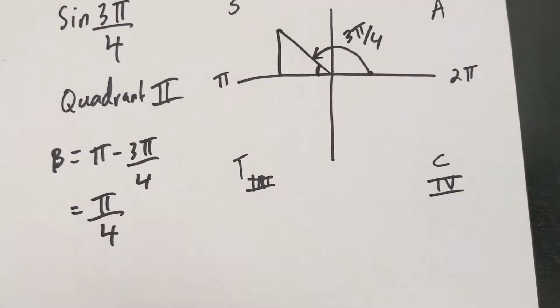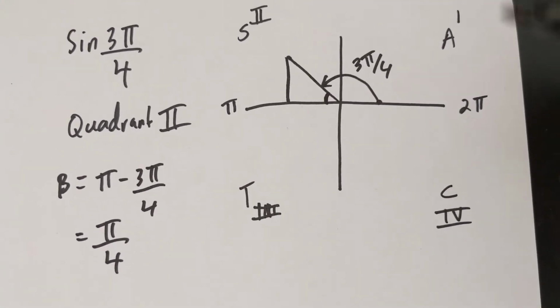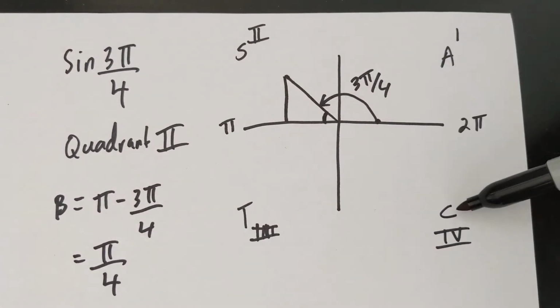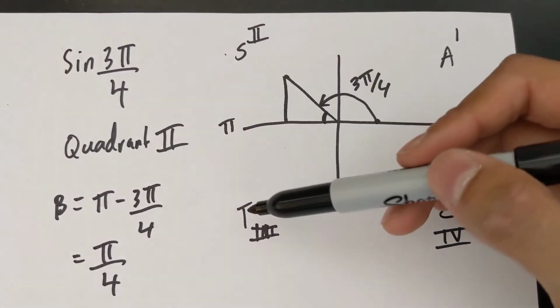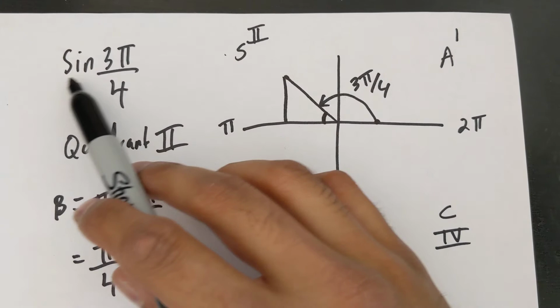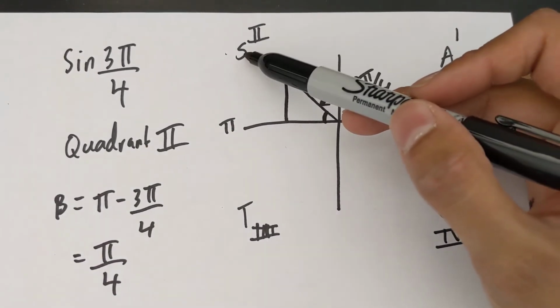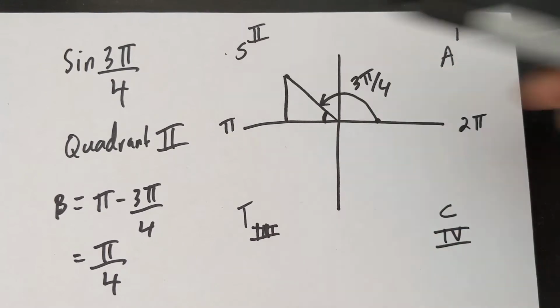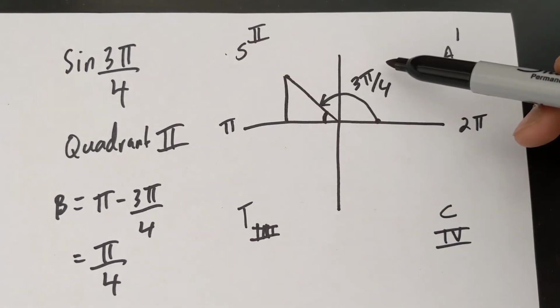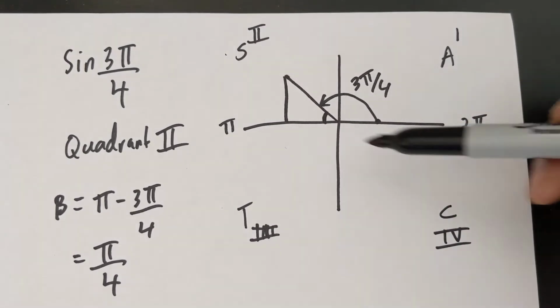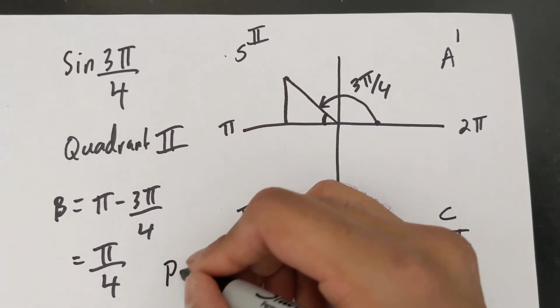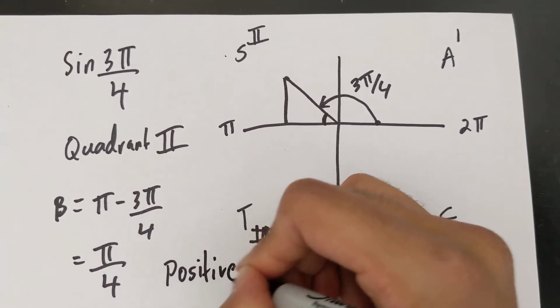And then the third thing is to find the sign of the ratio. So if you want to find the sign of the ratio, you're always looking at CAST. Now basically this is sine and this is an S, so it means sine is positive in this quadrant. Basically sine is positive in these 2 quadrants, sine is negative in those 2. So in this case it will be positive.